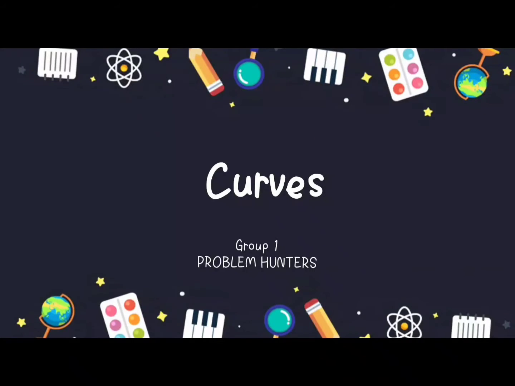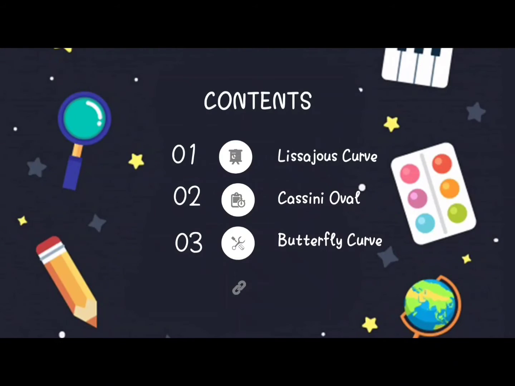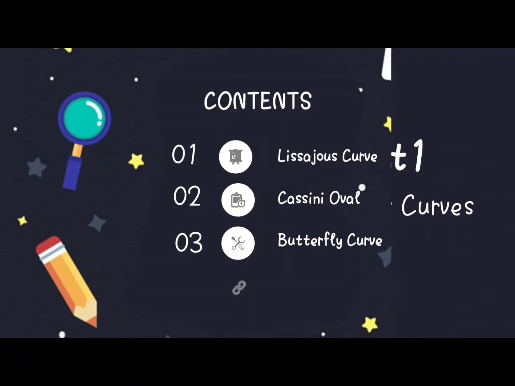Hi all, we Group 1 Problem Hunters are here to introduce some interesting curves that are mentioned in our textbook. They are Lissajous curve, Cassini oval and butterfly curve.